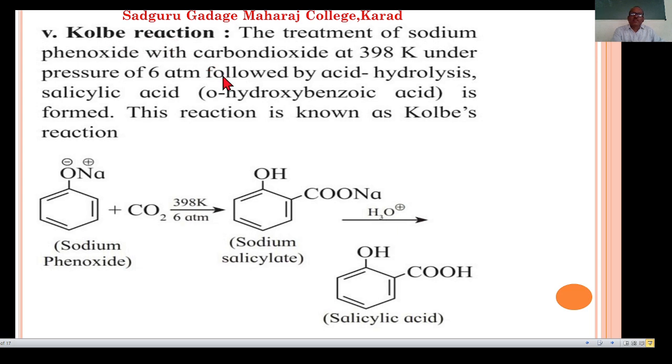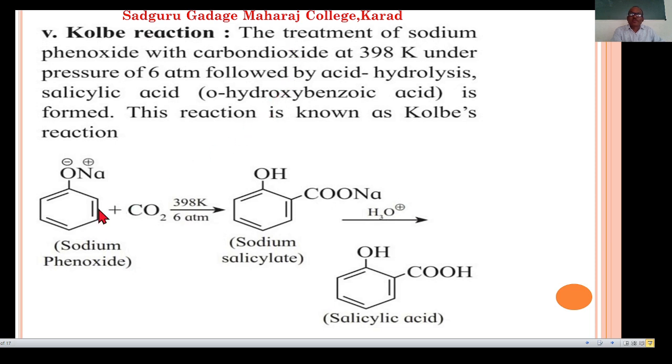The next reaction is Kolbe's reaction. In Kolbe's reaction, sodium phenoxide is treated with carbon dioxide under pressure of 6 atmosphere, again followed by acid hydrolysis. Salicylic acid is formed. So this is a two-step reaction.